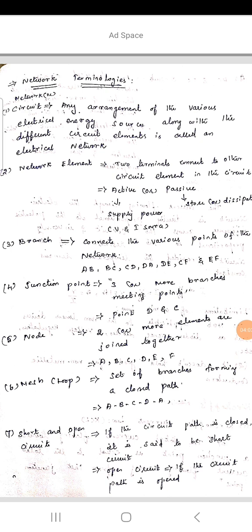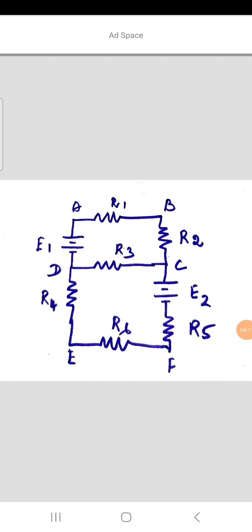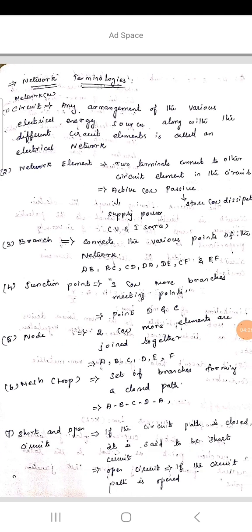So a branch is basically what connects the various points of the network. For example, we have terms A, B, that means a branch. BC is a branch, CF is a branch, FE is a branch, EA or ED a branch, DA is a branch, CD a branch. And next one is junction point. If we know the definition of branch, then it is very easy. A junction point is nothing but 3 or more branches meeting at a point.